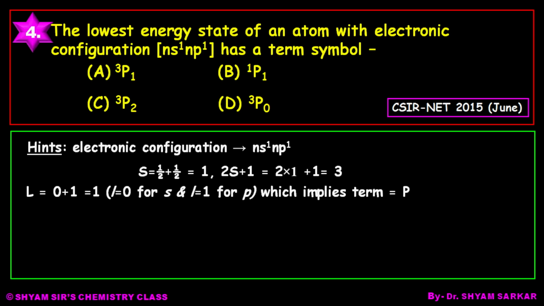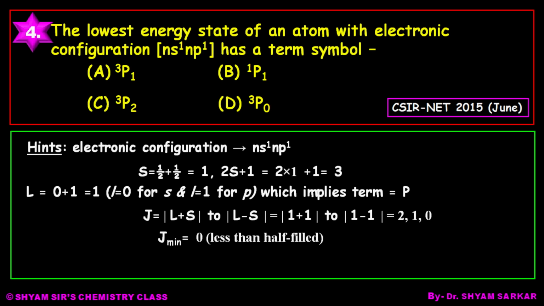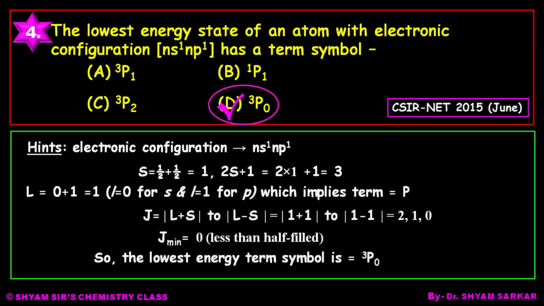Now you have to calculate J values. J equals L+S to L-S, that means 1+1 to 1-1, so you will have 3 different J values: 2, 1, 0. Now which J should we consider? You have to see that the outermost orbital electron is np1, and p1 means less than half filled. So the minimum J value you should consider here, which is 0. So the lowest energy state term symbol will be 3P0. So option D is the correct answer.